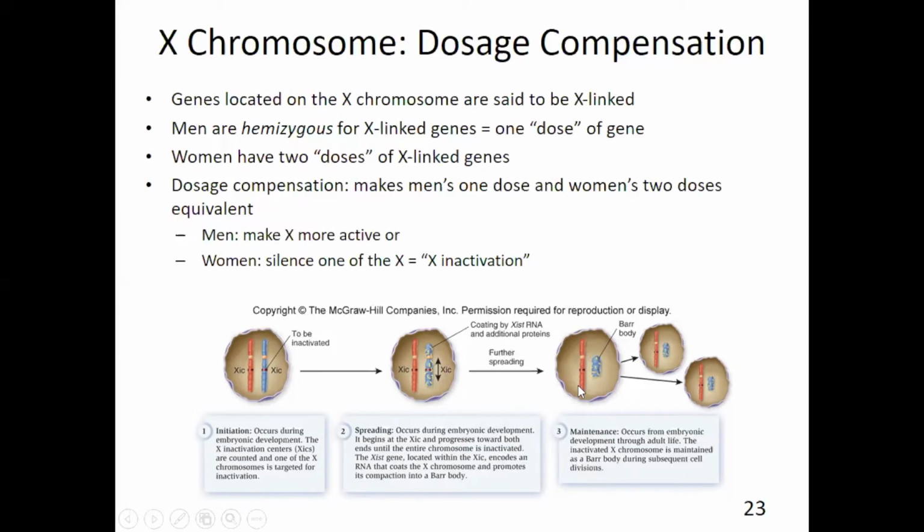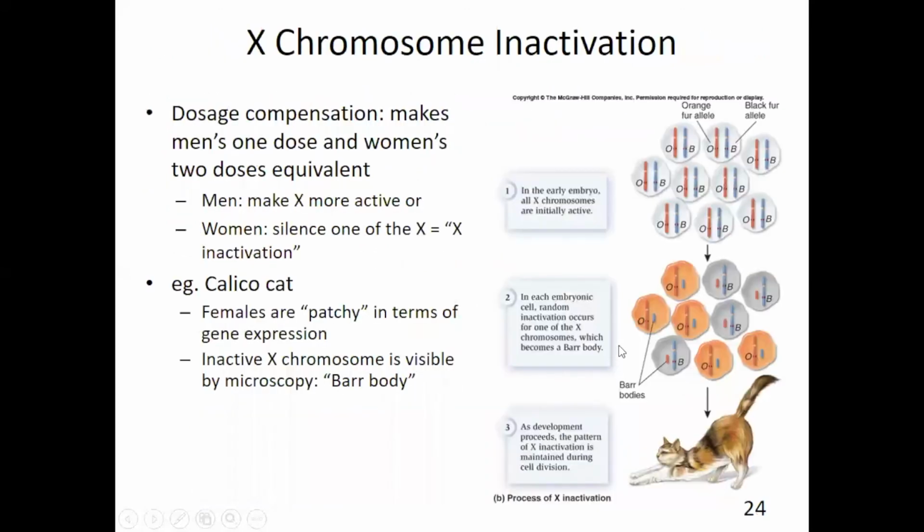So the cell will only use the genes on this X chromosome here in red and not on the X chromosome here in blue that is now a bar body. An example of this is calico cats. So here in this figure on slide 24, we see early on in the embryo, all of these cells contain 2 copies of the X chromosome. So we are talking about a female cat.